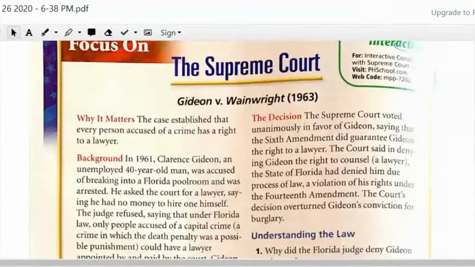The decision. The Supreme Court voted unanimously in favor of Gideon, saying that the Sixth Amendment did guarantee Gideon had the right to a lawyer. The court said, in denying Gideon the right to counsel, a lawyer, the state of Florida had denied him due process of law, a violation of his rights under the 14th Amendment. The court's decision overturned Gideon's conviction for burglary.